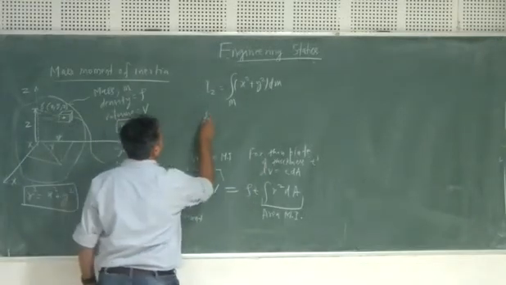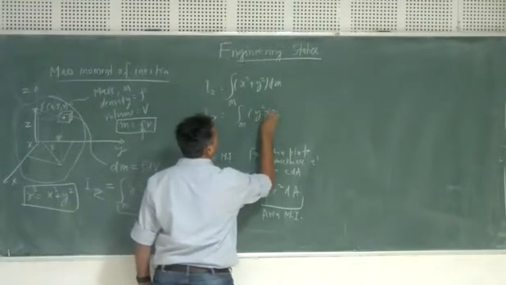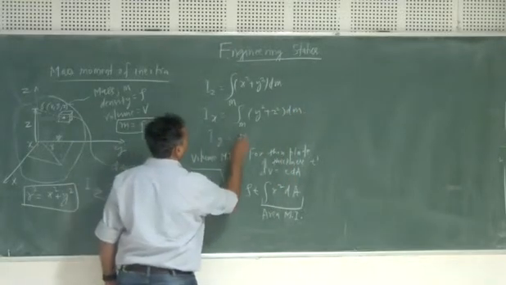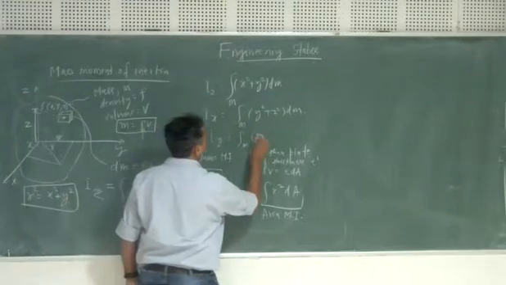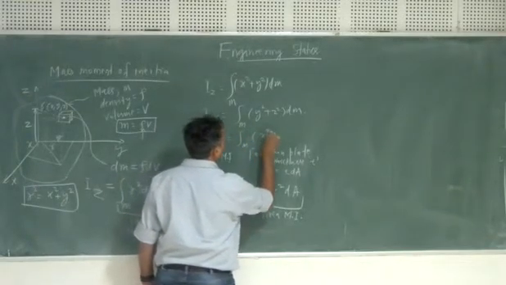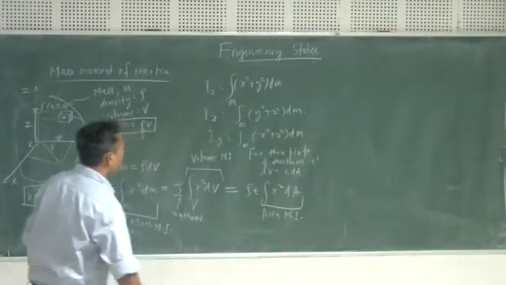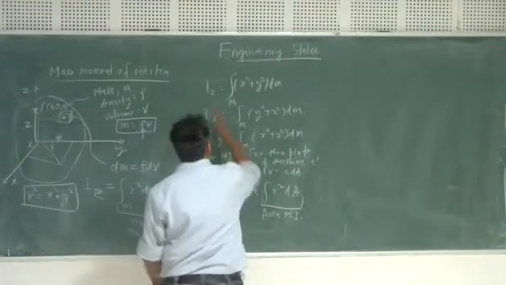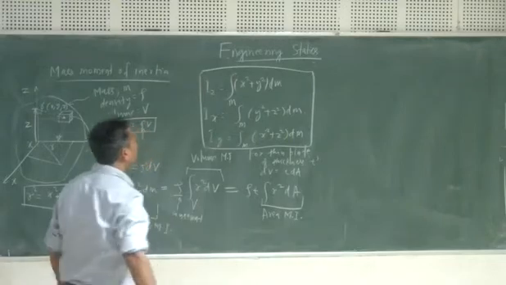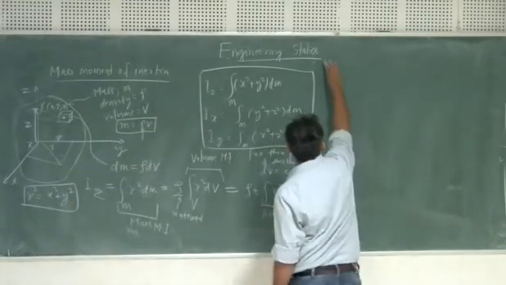Similarly, if you have to find out your Ix, then what will you do? y square plus z square. And your Iy will be given by x square plus z square. Okay? And this is how you define the mass moment of inertia in space, with x, y, z.